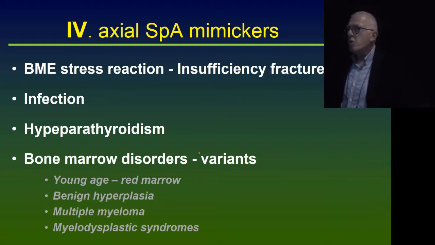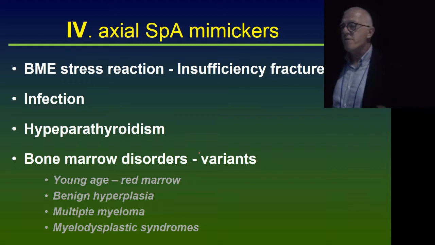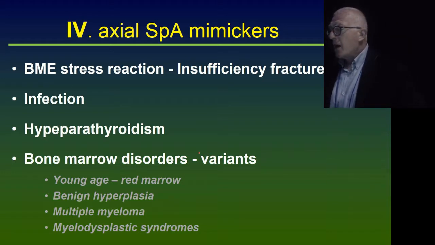Okay, and the final topic for today is the mimickers, because in real life things are not so easy. You do not have always this florid, this bright bone marrow edema. You do not have always patients under 45. What about a patient who is 53, has inflammatory back pain, has one bone marrow edema lesion definitely, and one borderline? What are you doing there?